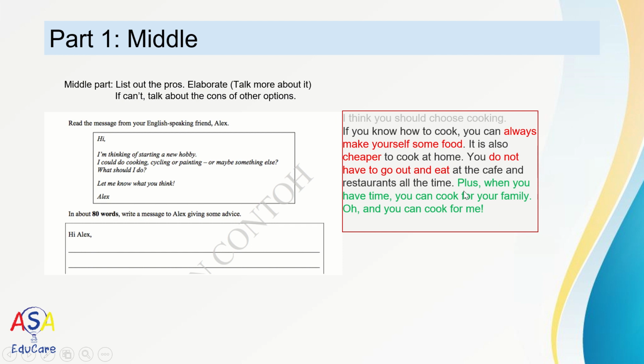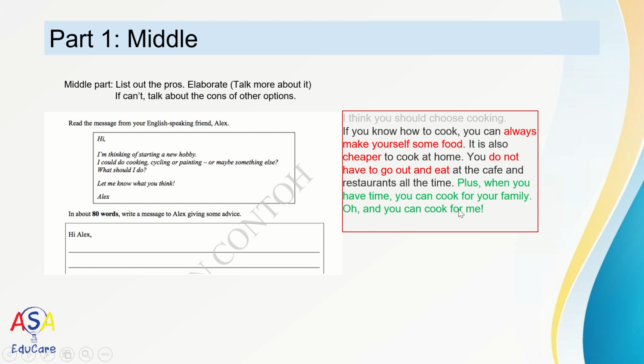Okay, I added one more point. Plus, when you have time, you can cook for your family. This last sentence here, I added in so it sounds like you're really writing a message for your real friend named Alex. I don't know whether you have a friend named Alex. If you do, then that's great. But if you don't, this sentence makes it more real, because you're really talking to the person, which is Alex.